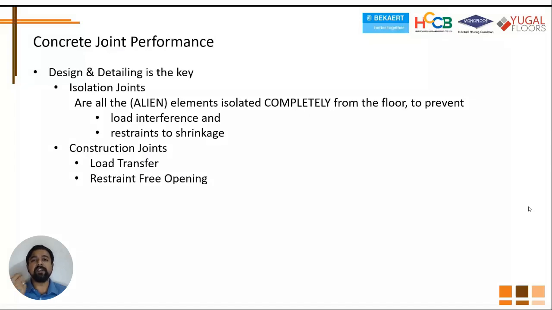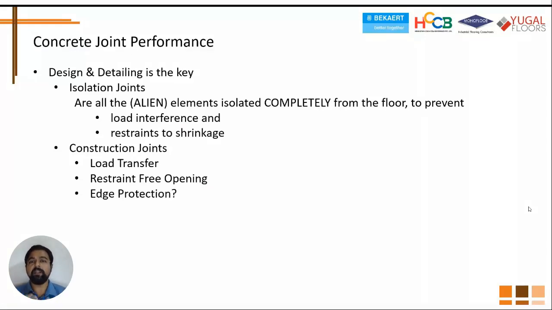There has to be a restraint-free opening. Whatever you do, concrete that is cast on two different days doesn't stick to each other. They will open up. So these joints have to have a restraint-free opening. This is a very important aspect to provide. And edge protection.